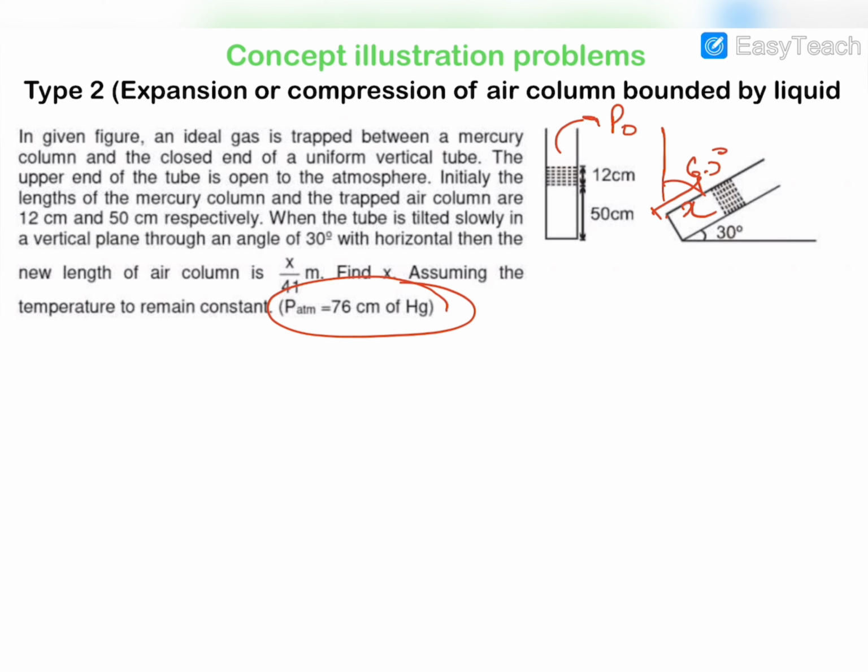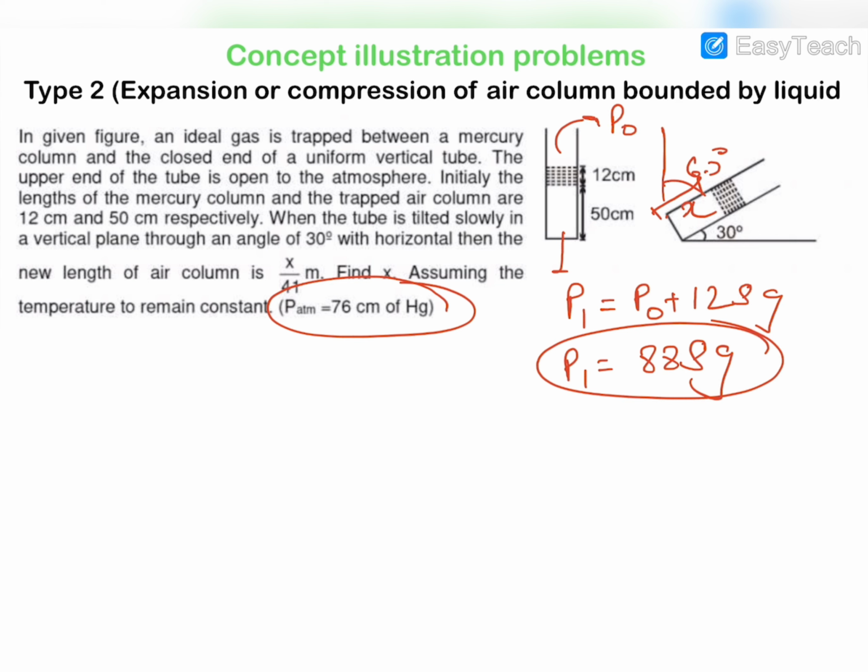So we know that by tilting this tube, the pressure will change on the air, and therefore the air will expand or contract, and let us see what will happen. Initially we know that the pressure of air is P naught plus 12 rho g, and P naught is itself 76 rho g, so this is 76 plus 12, so it would be 88 rho g, the initial pressure of air, and the initial volume is 50 into area of cross section.